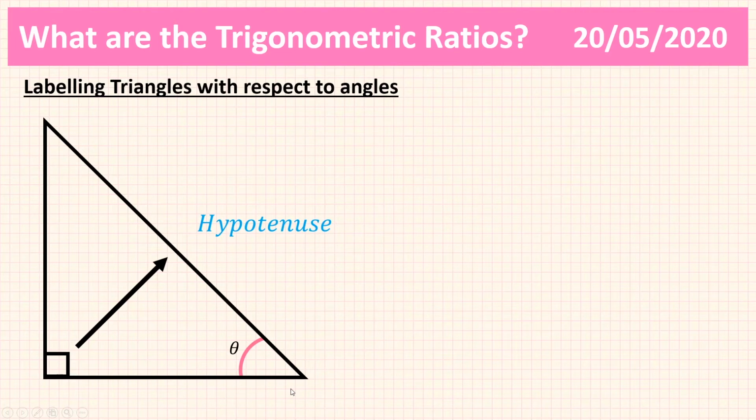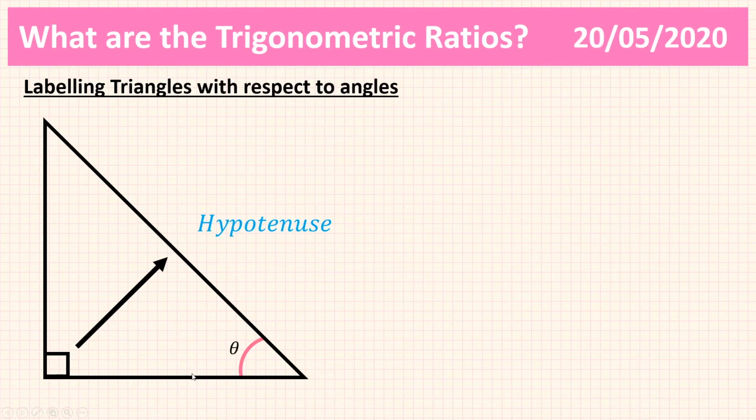Now in our Pythagoras video, we just called them A and B because with Pythagoras, it didn't matter which way round we had them, because we were going to add them anyway and it wouldn't have made a difference. Whereas with trigonometry, it's very important that we label the sides with regards to this angle. So we're going to label it with regards to this angle.